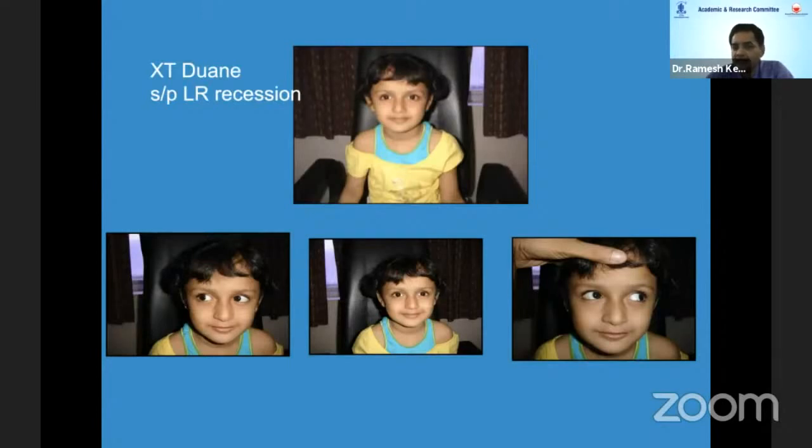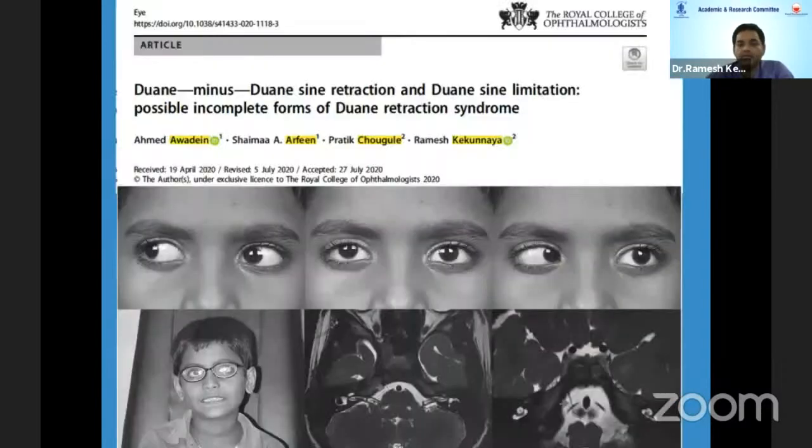You can see a significant improvement in the abnormal head posture, but there is a slight exotropia, maybe because of this slight adduction limitation, which is still there. So this is the pre and post operative. We just recently published this entity of Duane sine retraction or sine limitation. This could be a possible incomplete form of Duane retraction, which can happen.